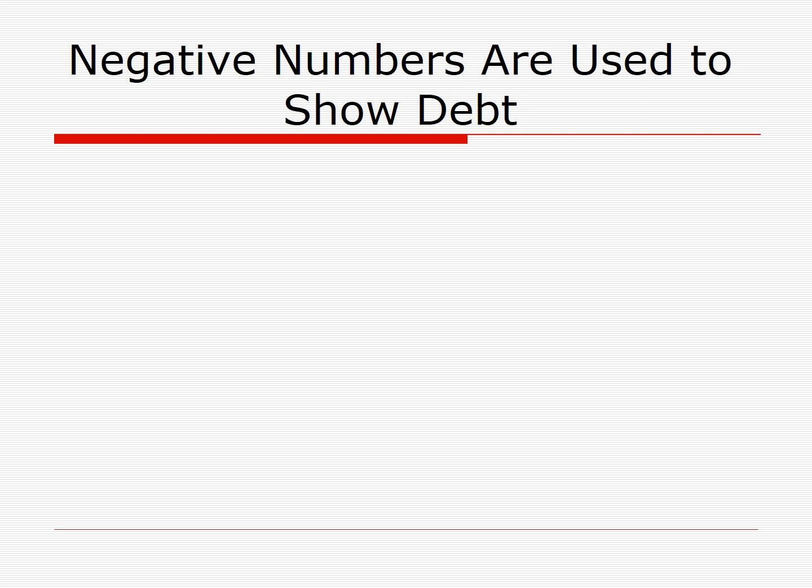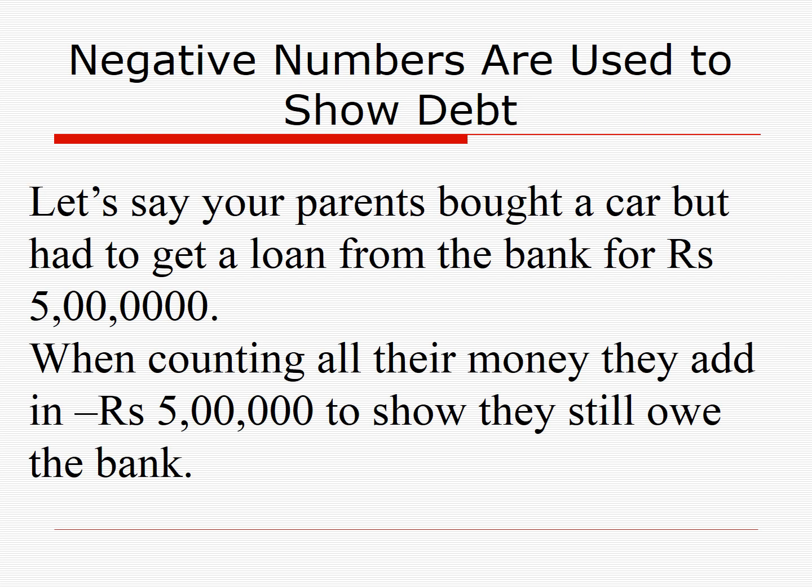Negative numbers are also used to show debt. Let's say, taking an example, your parents bought a car but had to get a loan from the bank for rupees 5 lakhs. So when they count all their money, they add in rupees -5 lakhs to show that they still owe the bank. So here the negative number is showing the debt which is owed by the person.